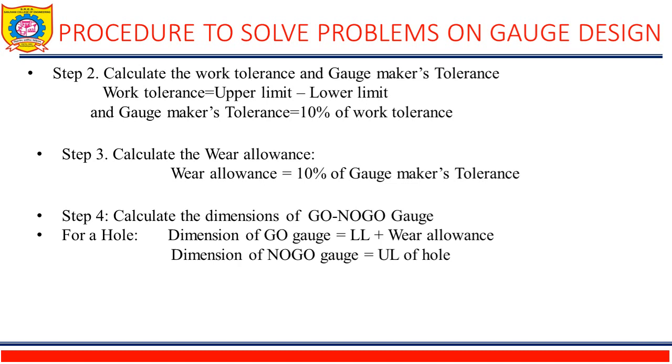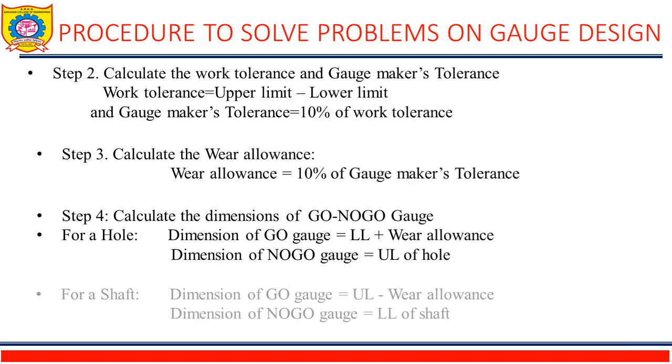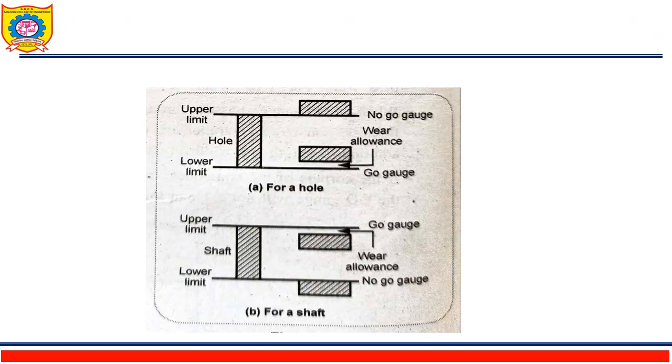Step 4. Calculate the dimensions of go and no go gauge as follows. For a hole, dimension of go gauge is equal to LL of hole plus wear allowance. Dimension of no go gauge is equal to upper limit of hole, that is UL of hole. For a shaft, dimension of go gauge is equal to upper limit of shaft minus wear allowance, and dimension of no go gauge is equal to LL of the shaft. So in this way we are going to find out the dimensions of go and no go gauges for hole as well as the shaft.